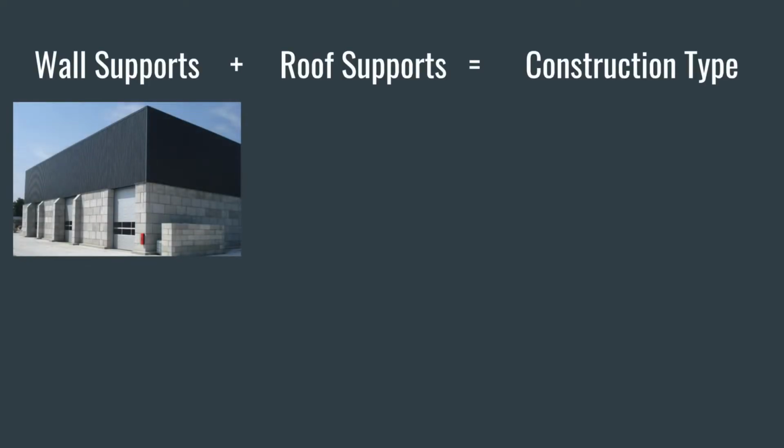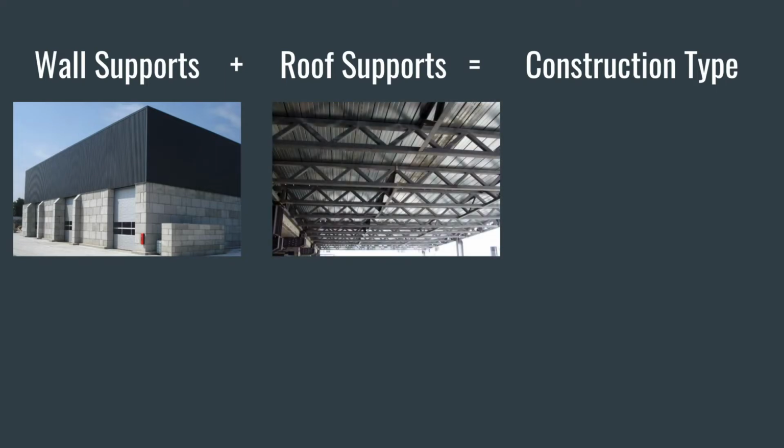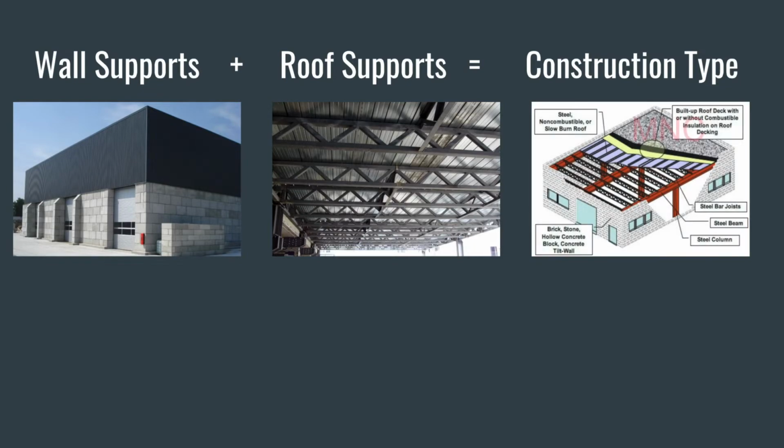All right, now again, using the same images to keep this concise, you have masonry walls again here, but now we have steel roof supports, and the other word for steel is going to be non-combustible. So we have masonry plus non-combustible, which is going to give us masonry non-combustible.